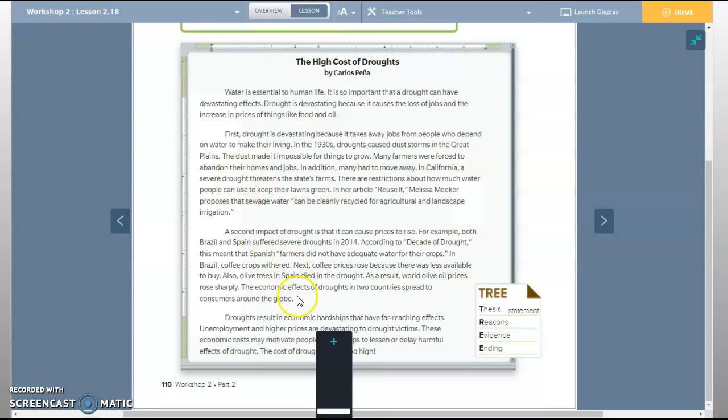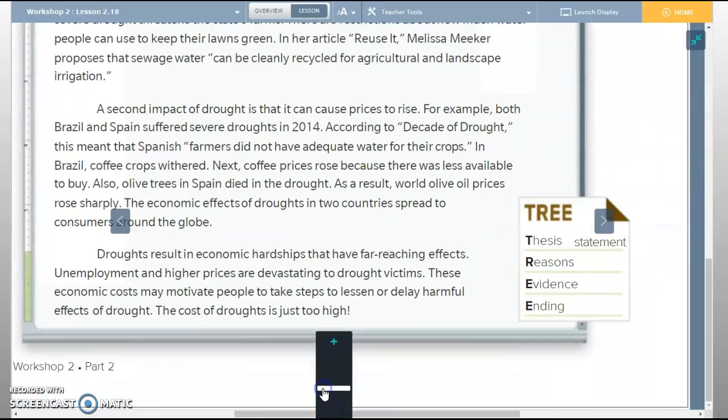Droughts result in economic hardships that have far-reaching effects. Unemployment and higher prices are devastating to drought victims. These economic costs may motivate people to take steps to lessen or delay harmful effects of drought. The cost of droughts is just too high.